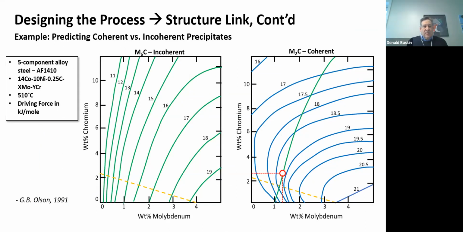So here's one example. This is from Professor Olson, who's also at MIT, by the way. And this is an example for an alloy developed by the Air Force called AF1410. It's got a lot of cobalt in it. It's got a lot of nickel. It's got a little bit of carbon. And let's just say that for the purpose of argument here, we can manipulate the amount of moly and amount of chromium.